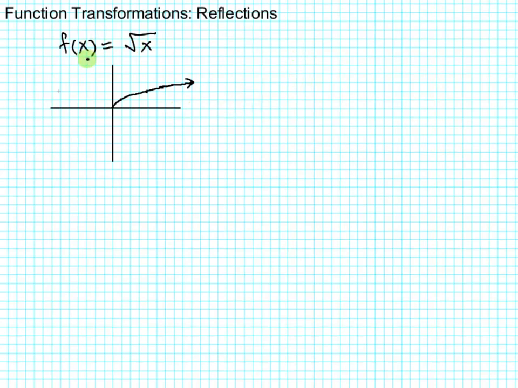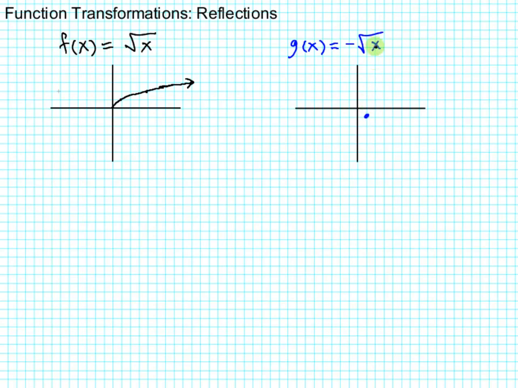So we're taking the basic function f of x equals square root of x, and I've got it graphed here. And I want to take a look now at g of x equals the negative square root of x. In this case, you can see that the ordered pair (1, 1) is on this graph. However, over here, if x is 1, y is the negative square root of 1, so it's negative 1.